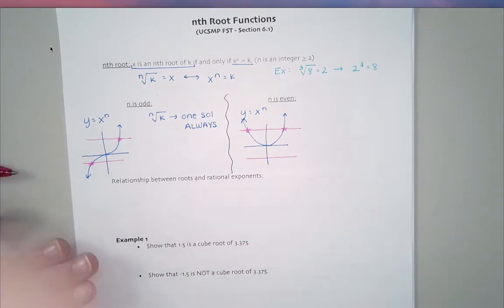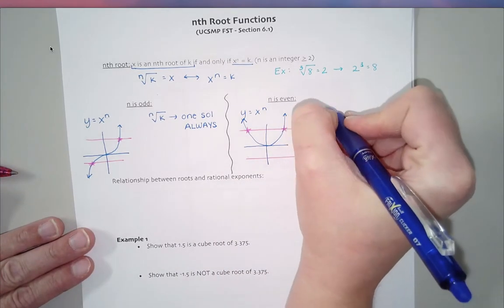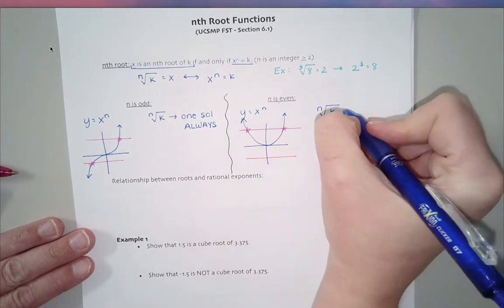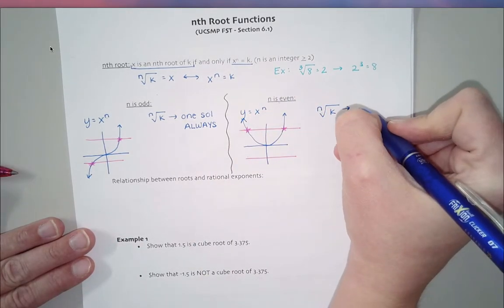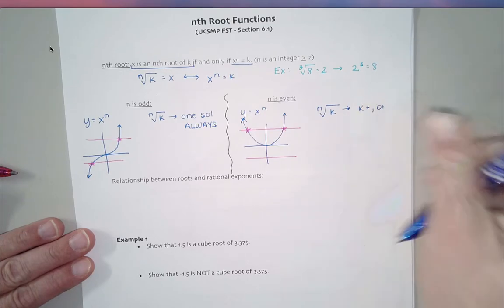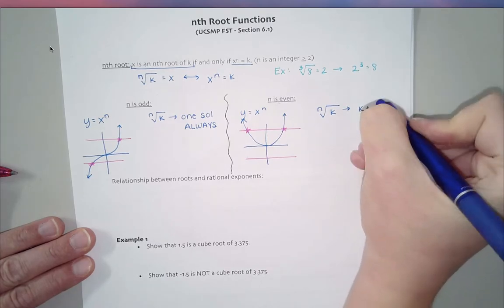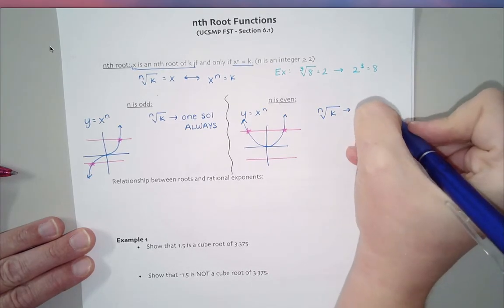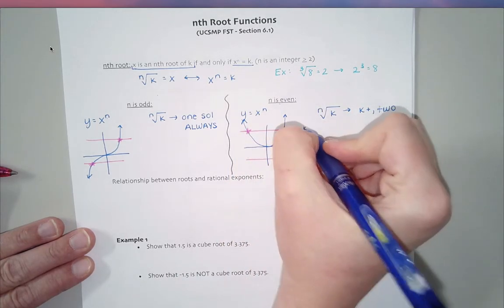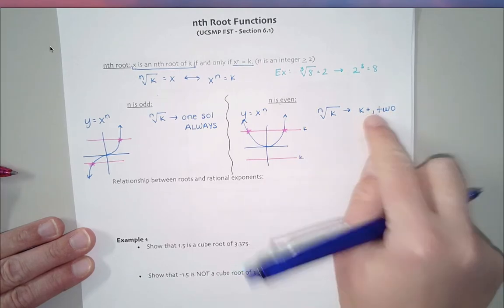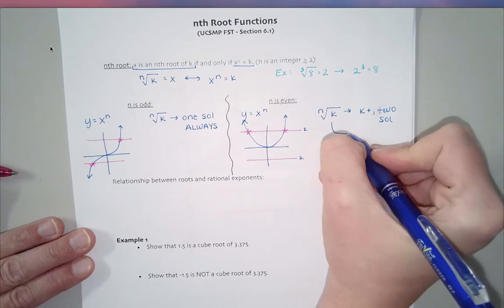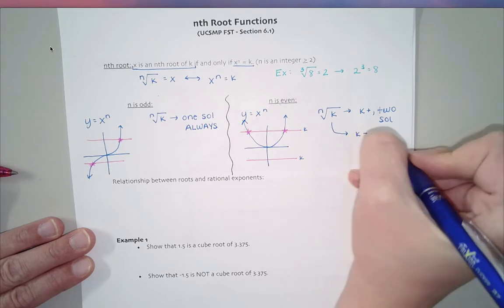So when I do the nth root of k, and we're talking about even values for n, if k is positive, I will have one solution. Nope, sorry, two solutions, I just said. Really these pink lines represent that k value. So when k is positive, I will have two solutions. But when k is negative, I will have no solutions.